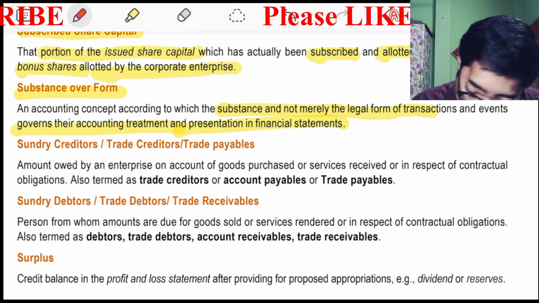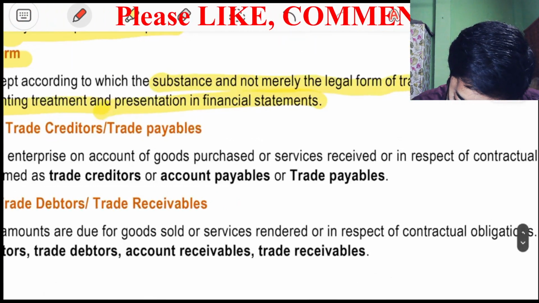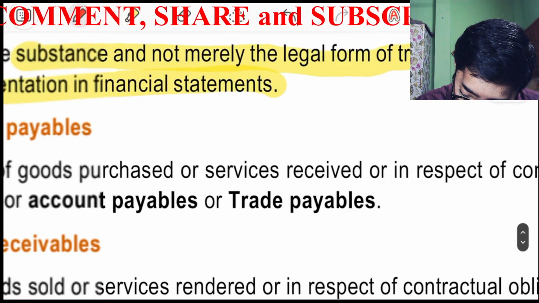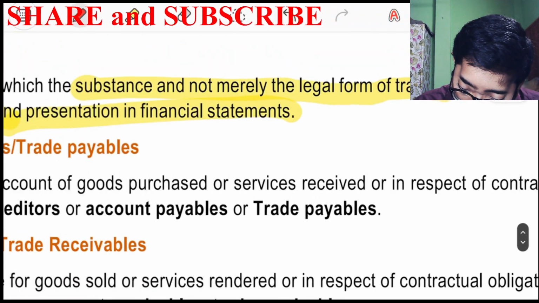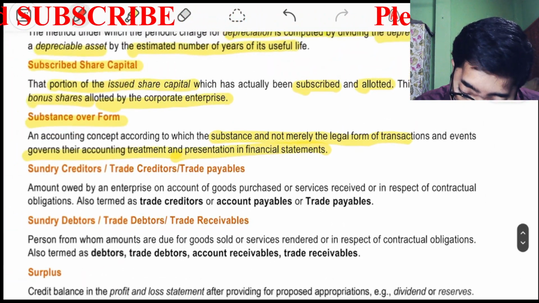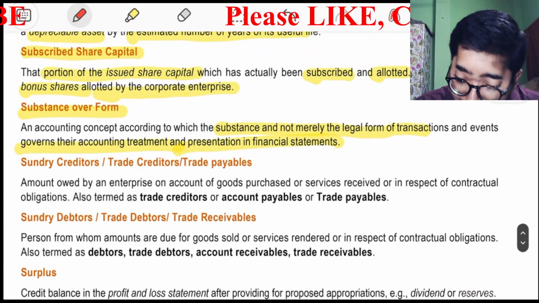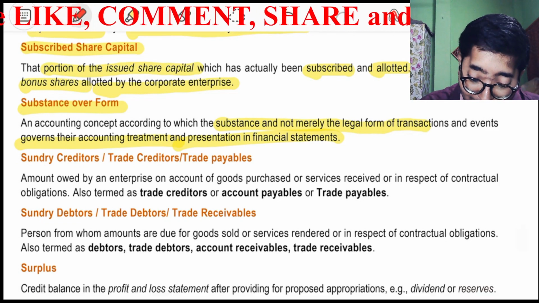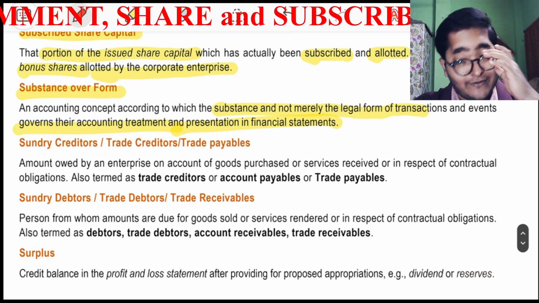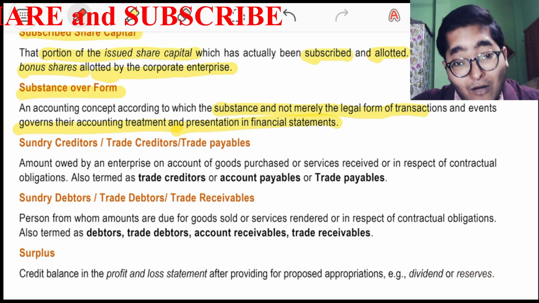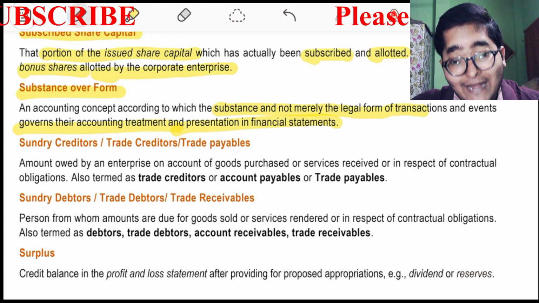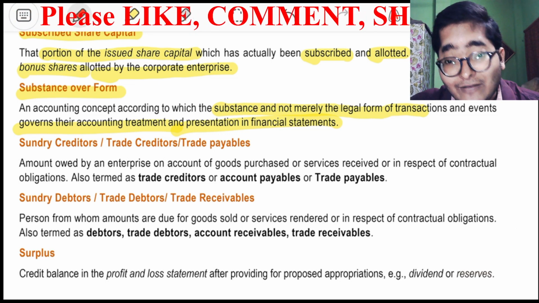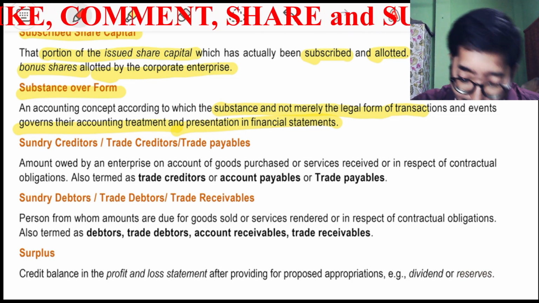Sorry, this would be services received itself. Sundry creditors is the amount owed by an enterprise. An enterprise or business is liable to pay. So creditor is a liability. Sundry creditors or trade creditors is the amount owed by an enterprise on account of goods purchased or services received or in respect of contractual obligations.